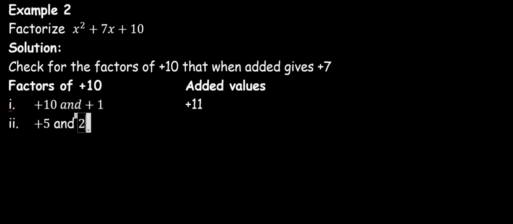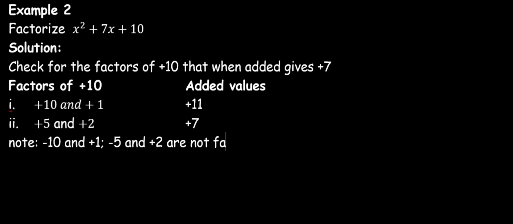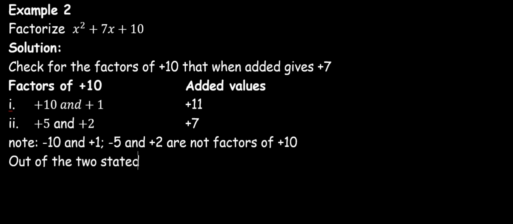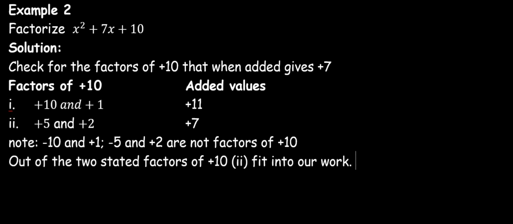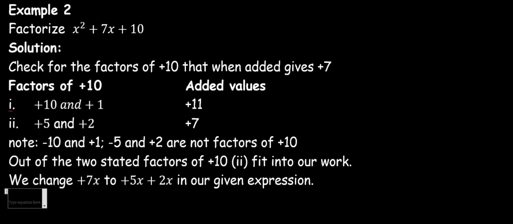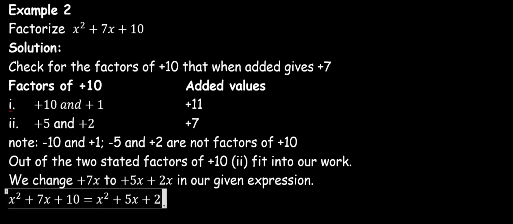Added value plus 7. Note that minus 10 and plus 1, minus 5 and plus 2 are not factors of plus 10. Out of the 2 stated factors of plus 10, 5 and 2 fit into our work. We change plus 7x to plus 5x plus 2x in our given expression. Thus, x squared plus 7x plus 10 will be equals to x squared plus 5x plus 2x plus 10. We have gotten 4 terms.